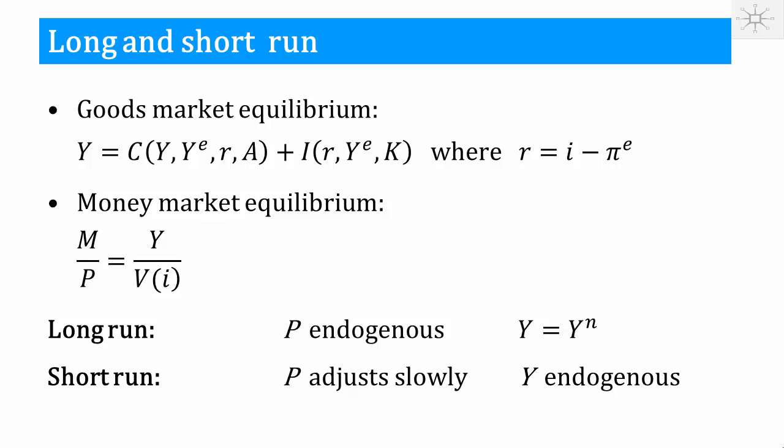And when we analyzed the long run, we took the prices as endogenous and assumed that production is at its natural level. And that meant that if the money supply increased 10% and everything else was constant, then the prices would also increase 10%. But now in the short run, we assume that the prices adjust slowly, and that makes production endogenous in these equations. So it is now determined by the level of demand, and it may be above or below the natural level.